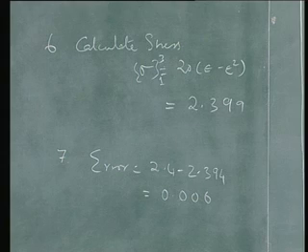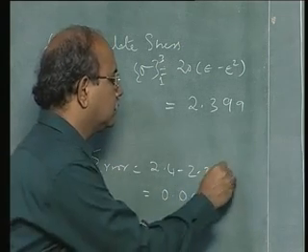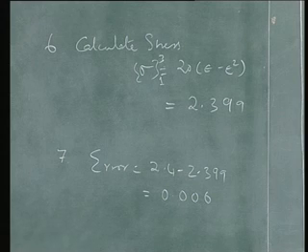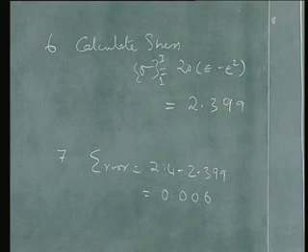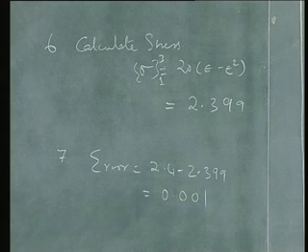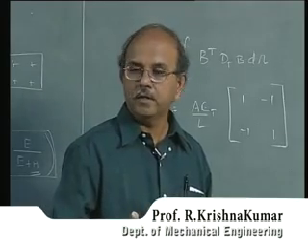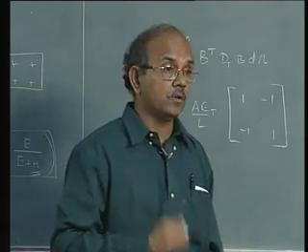Right. Now what is the error? The error now becomes 0.399, and hence the error is 0.001. So I am happy with this error, and I am not going to proceed further for this increment. I say that I have achieved convergence. Is that clear? First increment is over.